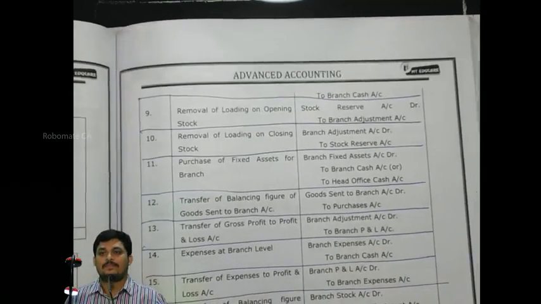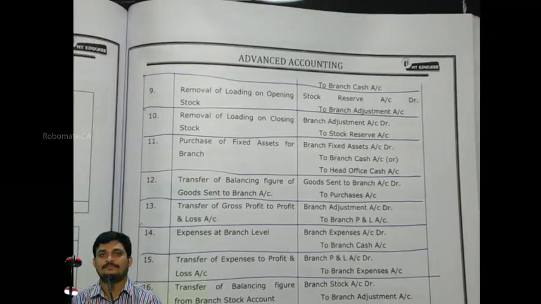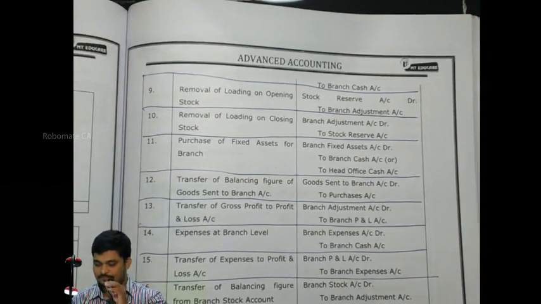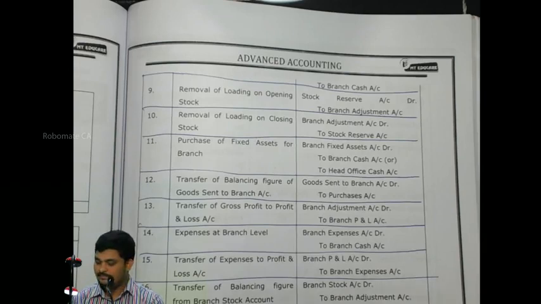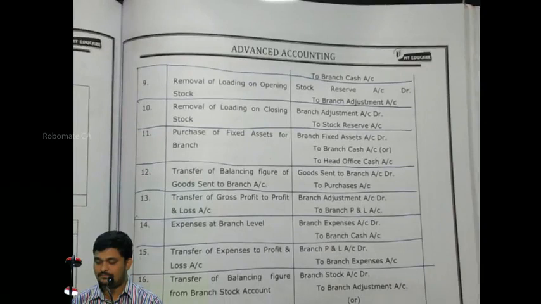Transfer of gross profit to profit and loss account: branch adjustment account debit to branch P&L account. Expenses at branch level: branch expenses account debit to branch cash account. Transfer of expenses to profit and loss account: branch P&L account debit to branch expenses account. Transfer of balancing figures from branch stock account: branch stock account debit to branch adjustment account, or branch adjustment account debit to branch stock account. Very good.